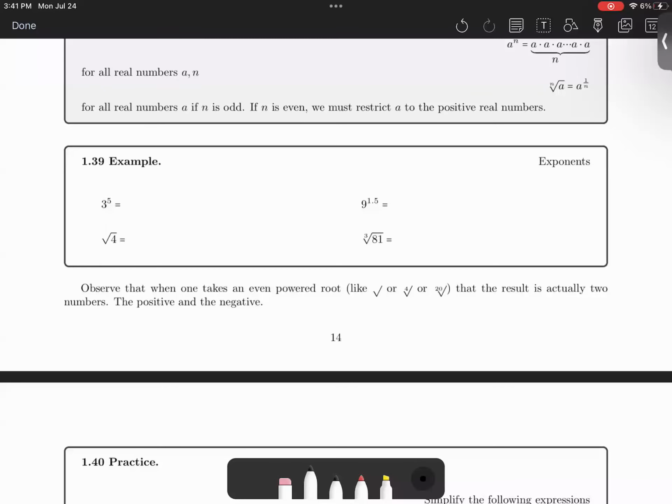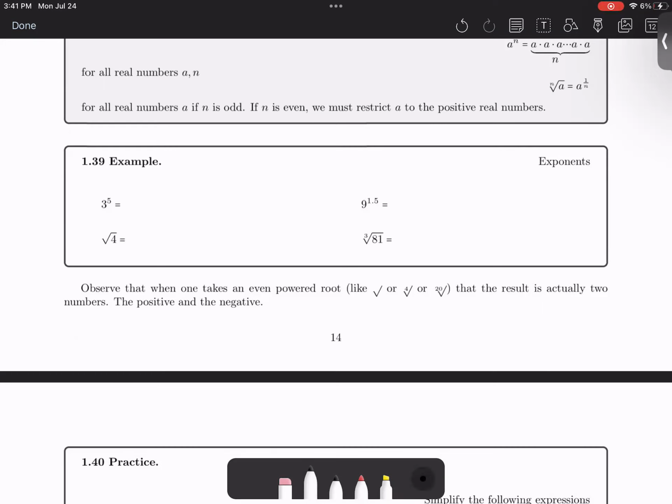Let's work on a few problems involving exponents. So 3 to the 5th. Reminder, an exponent, if you have a to the n, it's a times a times a, you've got n of these. So just like multiplication is repetitive addition, exponents are repetitive multiplication.